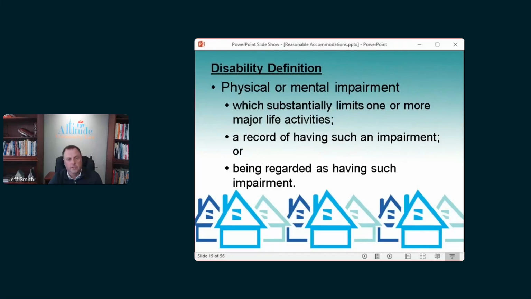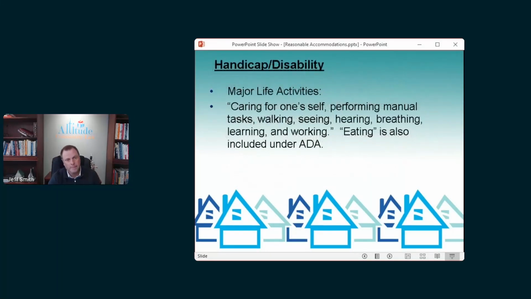All right, disability definition. A physical or mental impairment which substantially limits one or more major life activities, a record of having such an impairment, or being regarded as having such an impairment. So major life activities: caring for oneself, performing manual tasks, walking, seeing, hearing, breathing, learning, working. Eating is also included, although it's included under the ADA. So disability is not what you or Webster thinks a disability is. Disability has a clearly defined term under the FHA. You could have a disability because of severe allergies. We've had that come up in terms of carpet. There's all sorts of things that can qualify as a disability that are outside of what we normally think a disability is. Ultimately, it's just a matter of whether it affects one of their major life activities or not.